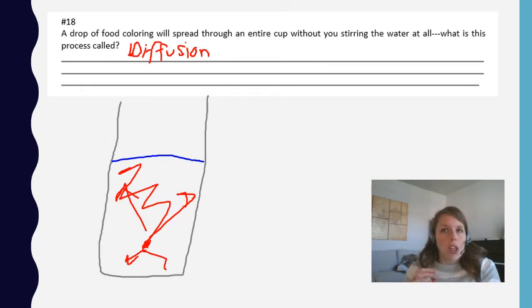Where do you think diffusion happened faster? Think about where the molecules are moving faster. Is it in the cold or the warm water? It's in the warm water, right? So anyway, diffusion will happen quicker in warmer water. So if you want to write a definition for diffusion, it's when molecules move from an area of high concentration to an area of low concentration.